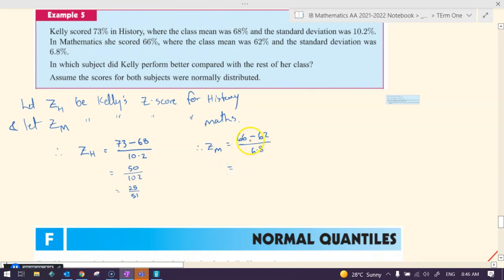The z-score for maths, 66 minus 62 is 4. It's going to be over 6.8, so I'm just going to rewrite that as 40 over 68 to make my life a little bit easier. Oh, well, 4 goes into all of those, so I'm going to have 10 over 17. Z-score for history, less than 1/2. Z-score for maths, more than 1/2. So which subject did she perform better in? It's actually maths in which she had the better performance.